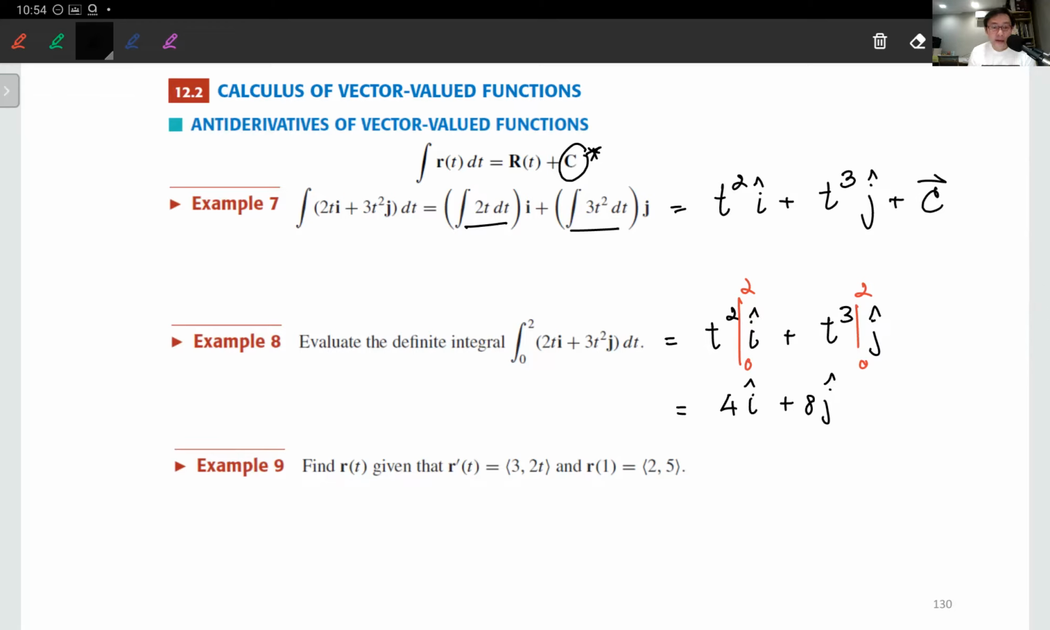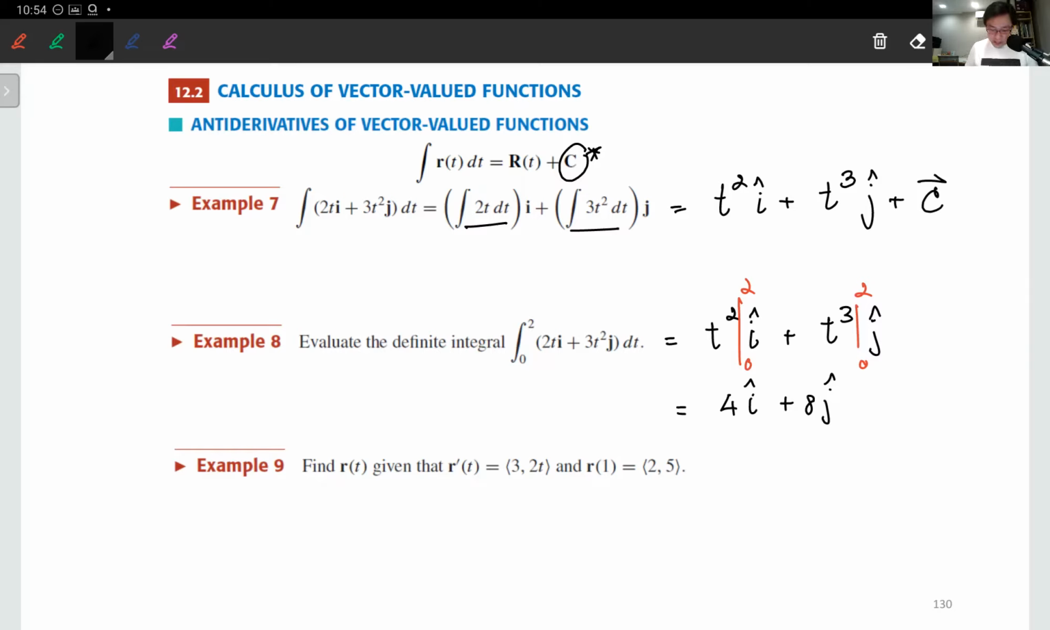All right, try again. Find r of t given that the derivative is <3, 2t> and there is some condition that r at t equal to 1 is <2, 5>. Of course, to get back to the r from the information about the derivative, you have to do the integration. So go for it.